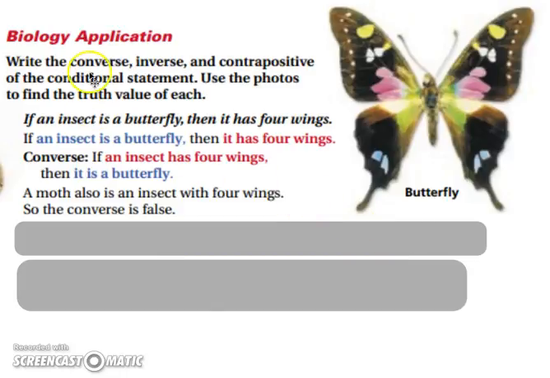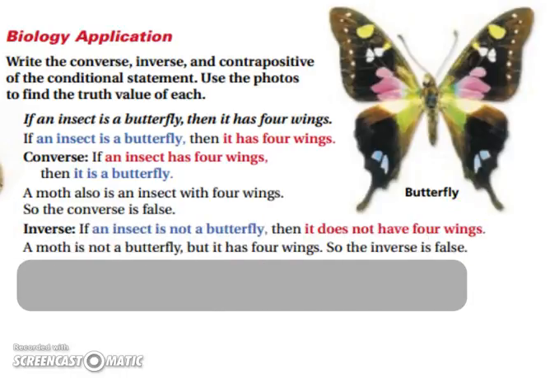Alright, let's try the inverse. So the inverse was when you simply put a not in front of both pieces. So if an insect is not a butterfly, then it does not have 4 wings. Well, that statement is false as well, because once again, a moth can have 4 wings.